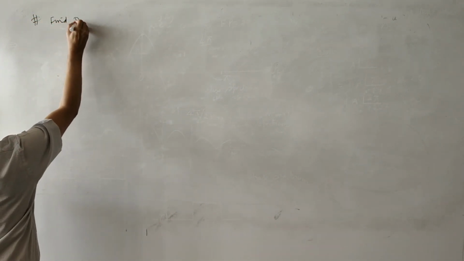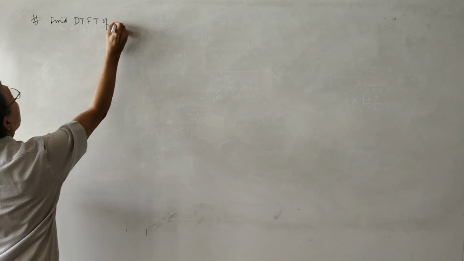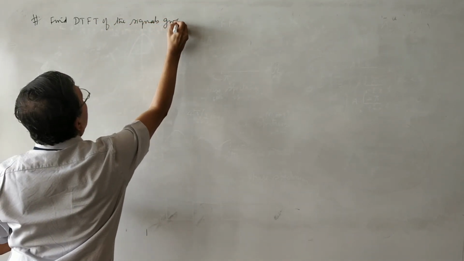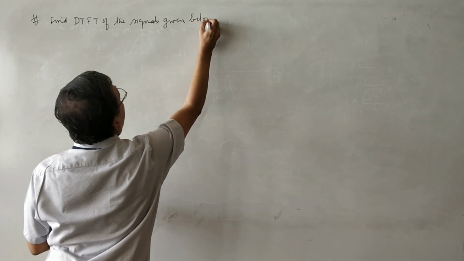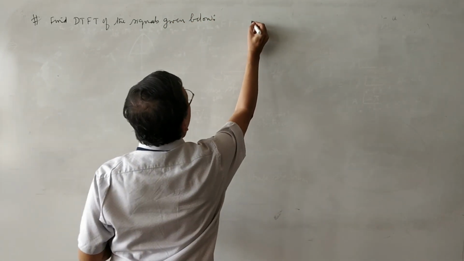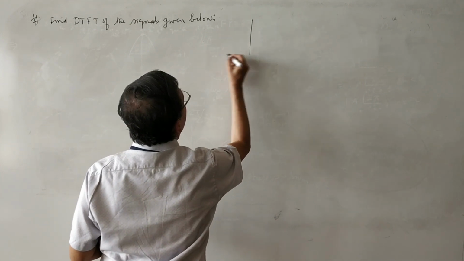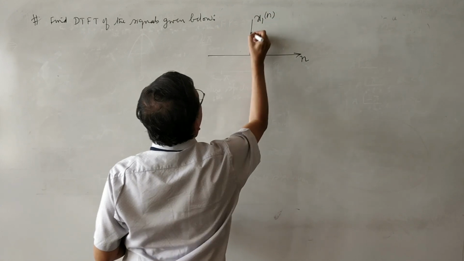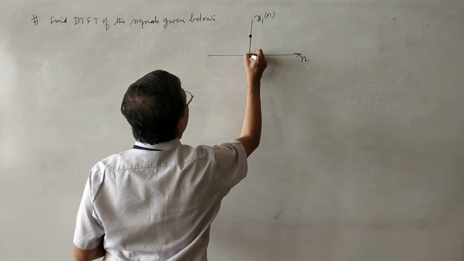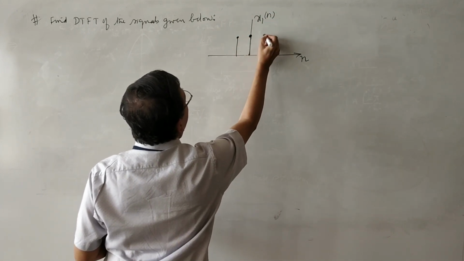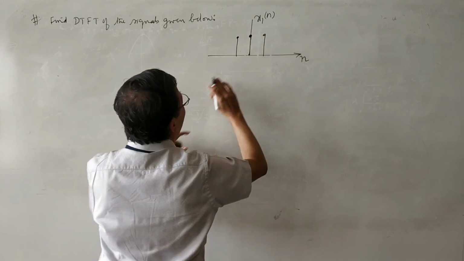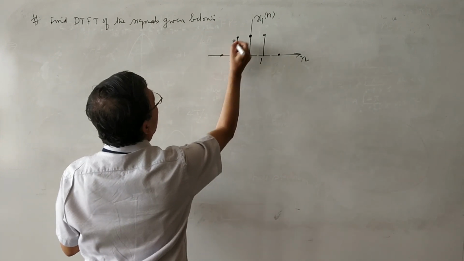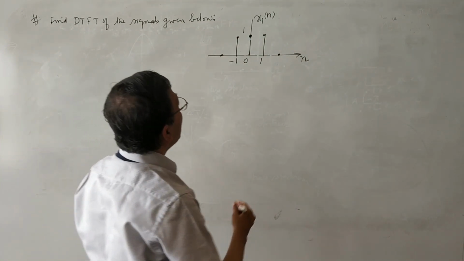Find DTFT of the signals given below. Y-axis is x1 of n. There are five samples, or I'll restrict to 3 samples, minus 1, 0, 1. Rest of the samples are 0. All the samples have unique value.